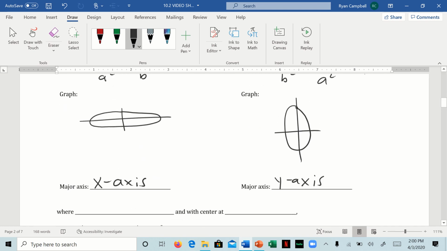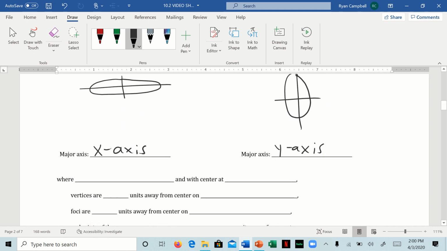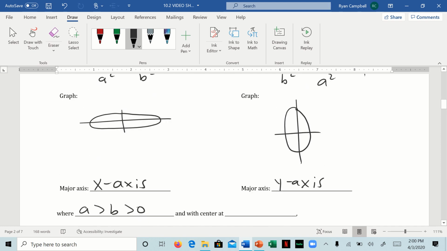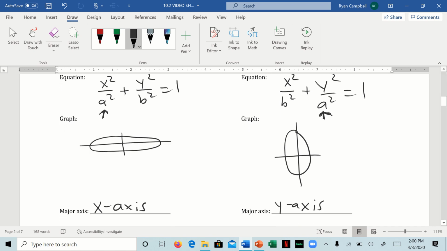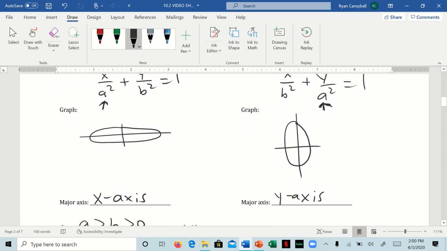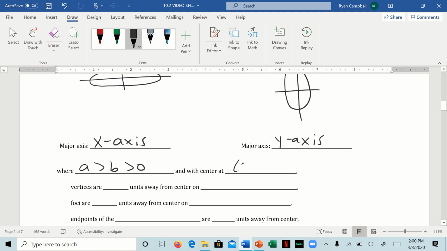So, super important things when it comes to the ellipse: a is always bigger than b. Wherever a is, whichever variable it's under, that's going to be what type of ellipse you have. If it's under the x, it's a horizontal ellipse and the major axis is the x-axis. If the bigger number is under the y, then the major axis is the y-axis. We're always going to talk about a center at 0, 0. We can do more, but we're just going to make it easy on you.